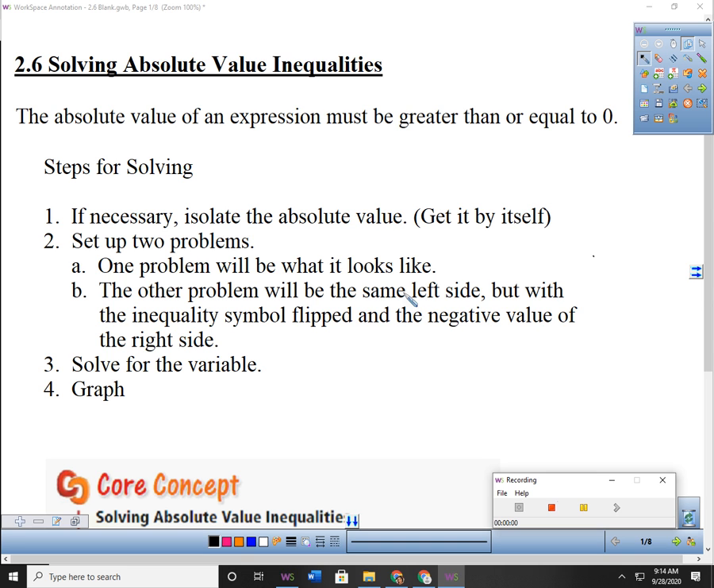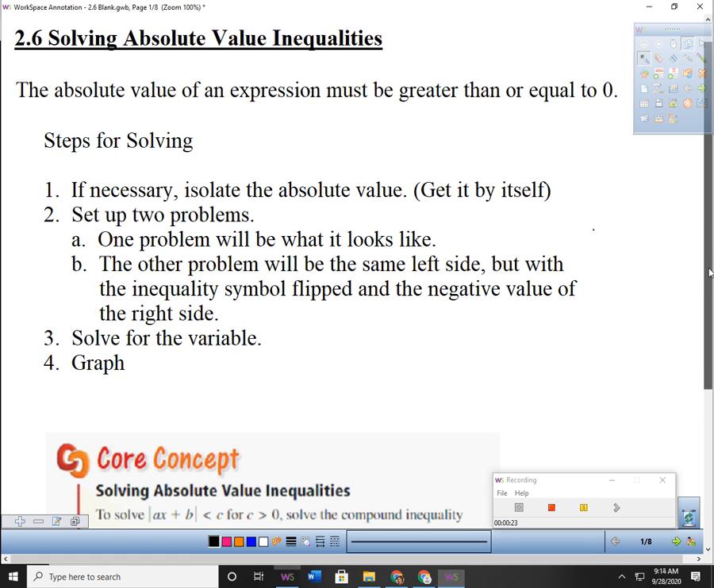Alright, so we're talking about solving absolute value inequalities. The absolute value of an expression must be greater than or equal to 0, which we learned when we did just regular absolute value equations, right? So, the steps for solving these, I've actually written them out for you, okay?